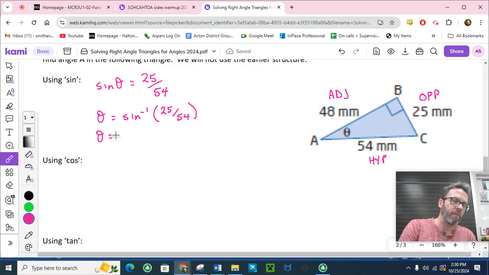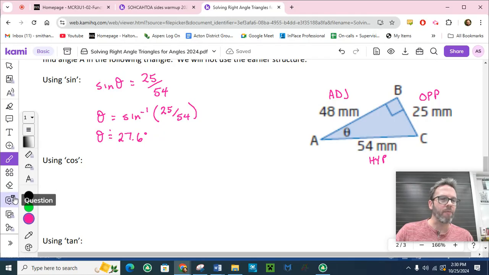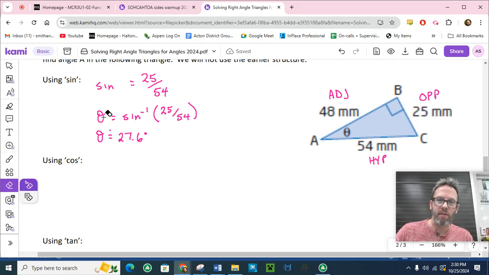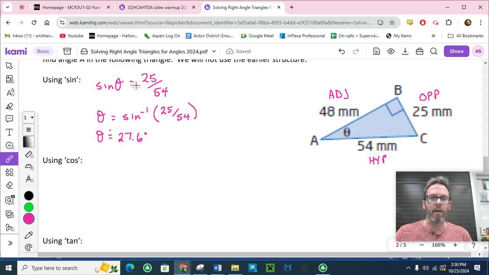You can get the angle using sine. About 27.6. You know what? I actually would like to use, well, it's theta in the diagram. I was going to say I could use a, but it's theta in the diagram. It's fine. You guys say 27.6.